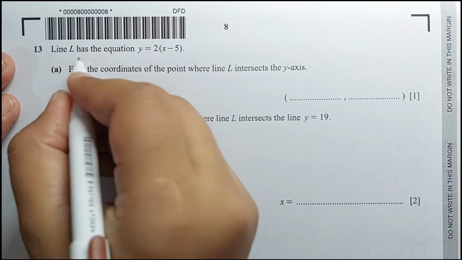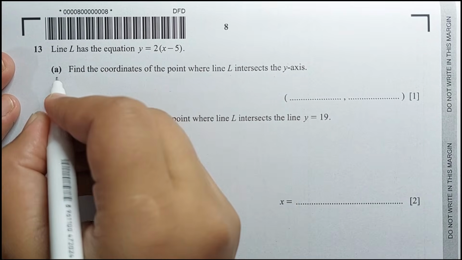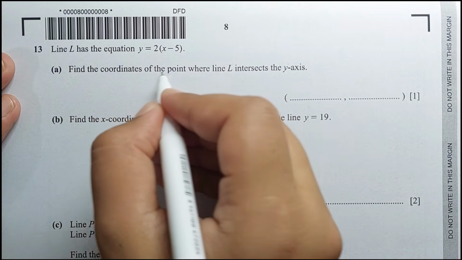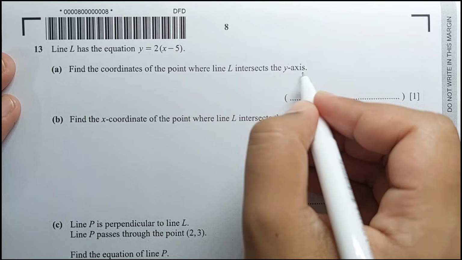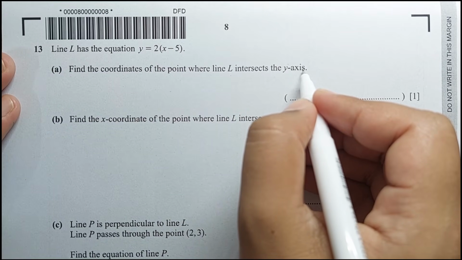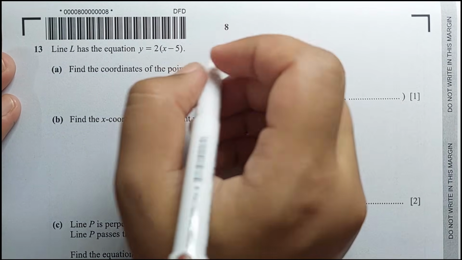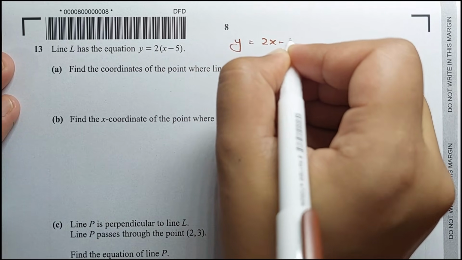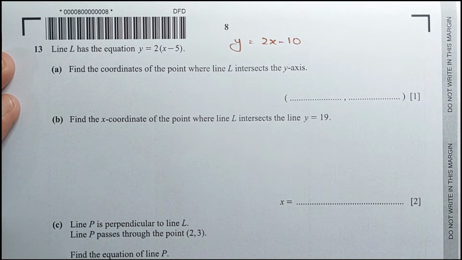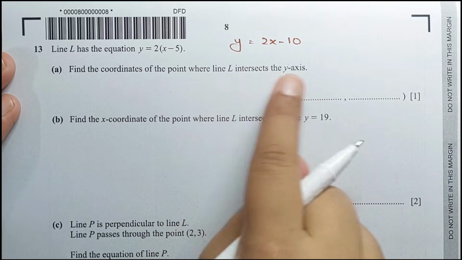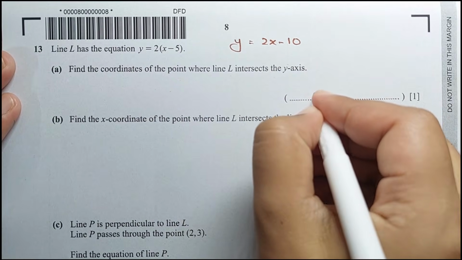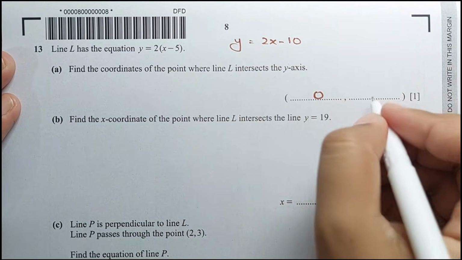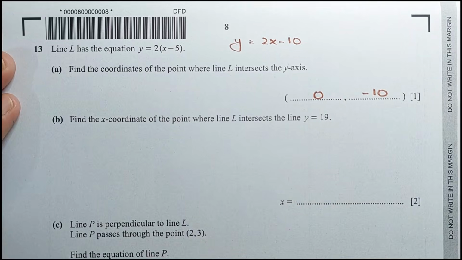Question number 13, line L has the equation y equals to this. Part A, find the coordinates of the point where the line L intersects the y-axis. We can rewrite this equation as y equals 2x minus 2 times 5, which is 10. So the line L intersects the y-axis when the x component is 0. So when the x component is 0, the y component is only minus 10.